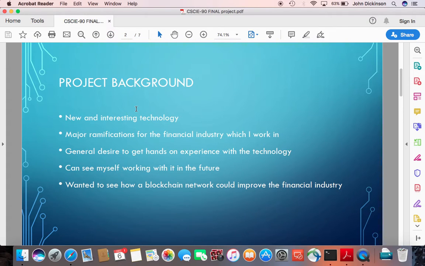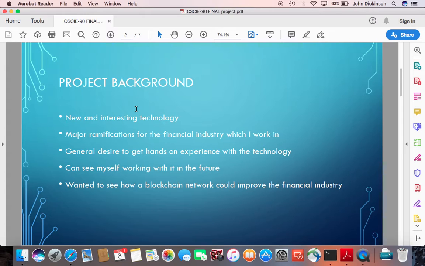So, to give you a little background, I decided to go with creating a blockchain network for my final project because I really just wanted to get some hands-on experience with the technology and see how it works, see how it all fits together, how you have to hook up all the pipes, the various different aspects of the network to get it to work.